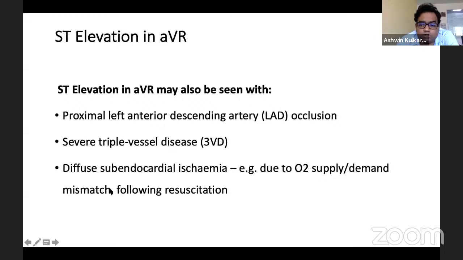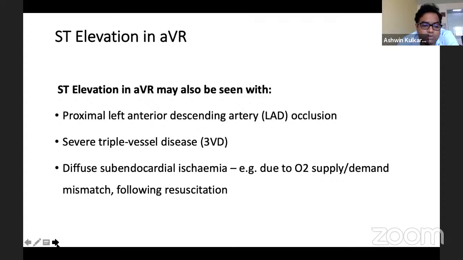This is another question usually for the postgraduates, it can be asked. So what are the other causes of ST segment elevation? In aVR, ST segment elevation can be seen in proximal left anterior descending artery occlusion also. It can be seen in severe triple vessel disease and also sometimes diffuse subendocardial ischemia, either due to decrease in oxygen supply or following a cardiac resuscitation.